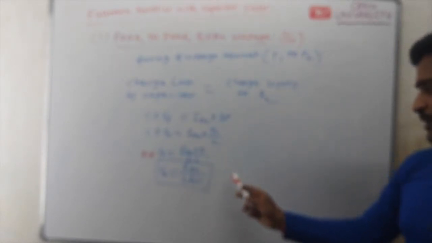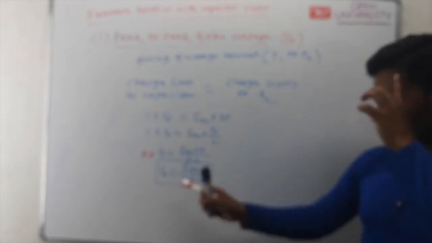IDC by 2 f naught C. This is the formula of your full wave rectifier with capacitor filter, the formula for peak to peak ripple voltage: IDC by 2 f naught C. In case of half wave rectifier with capacitor filter, this formula was IDC by f naught C.